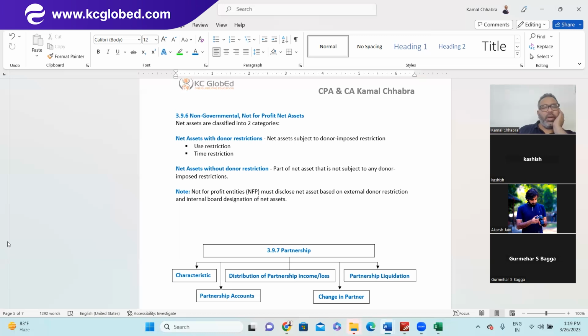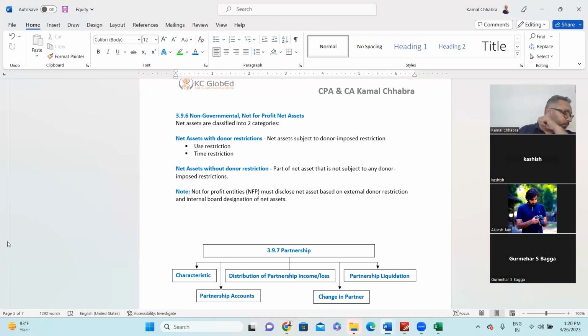That $1 million which you have received is only and only to be utilized for supporting the people who have gone under financial stress or under any other physical challenges due to the flood in Louisiana, right? But you cannot use that amount for the construction of a building, or maybe for any student education, or maybe for any other purpose for which you have not collected the money, right?